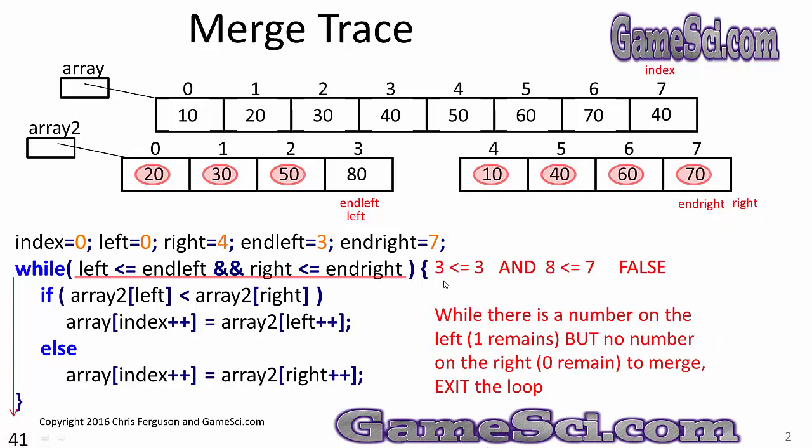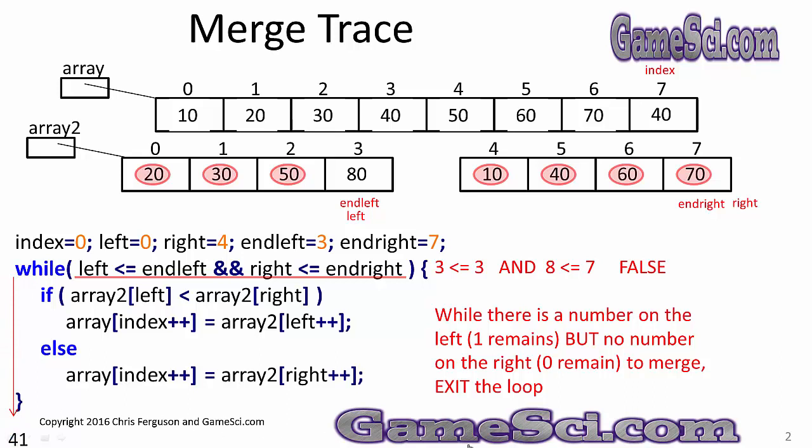Something has changed. 3 less than or equal to 3 is still a true statement, but 8 less than or equal to 7 is a false statement. Right has moved off the edge. This while statement has gone false. While there's a number on the left and 1 remains, but no number on the right, there's 0 numbers left on the right to merge, we need to exit the loop. Look at this line. When the while statement goes to false, we will leave this loop.